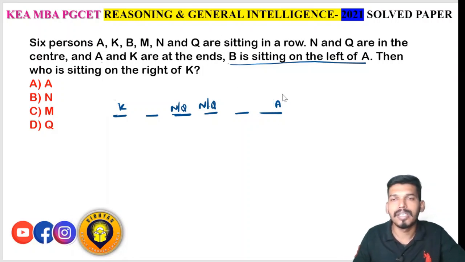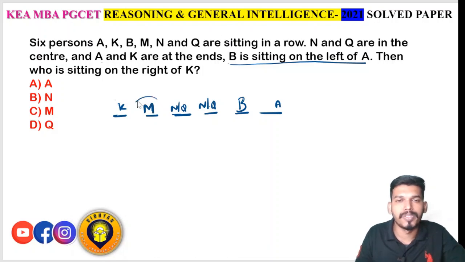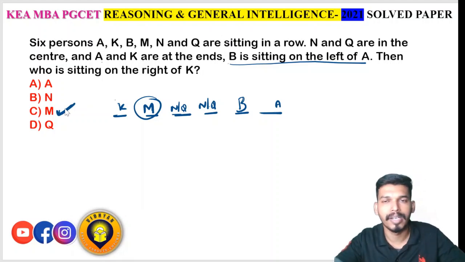Now, B is sitting on the left of A. That means on the immediate left B is sitting. Then who is sitting to the right of K? The persons are A, K, B, M, N, Q. Here M is not placed yet. So therefore M will come here. Then who is sitting to the right of K now? So to the right of K, M is sitting.